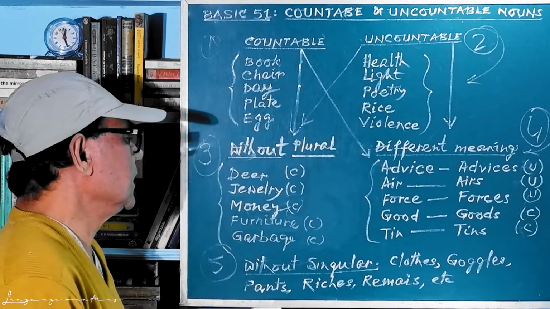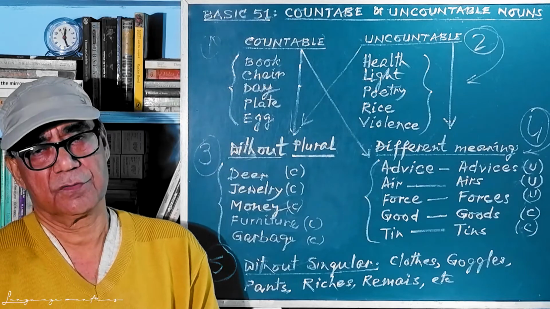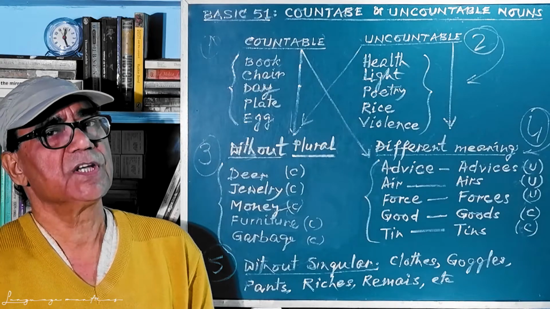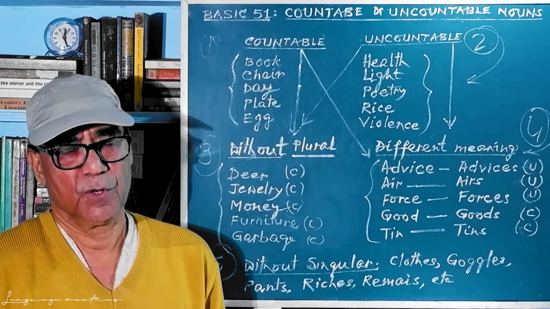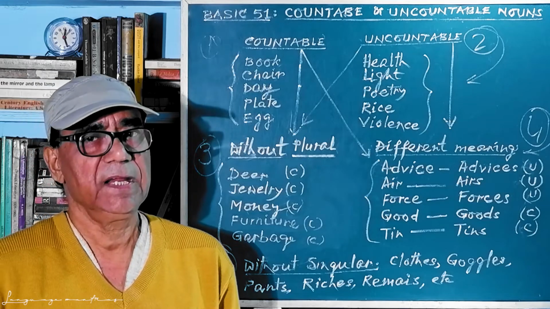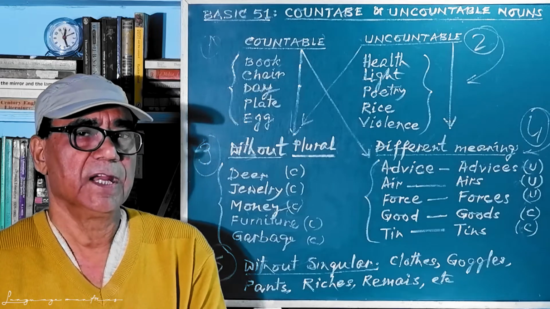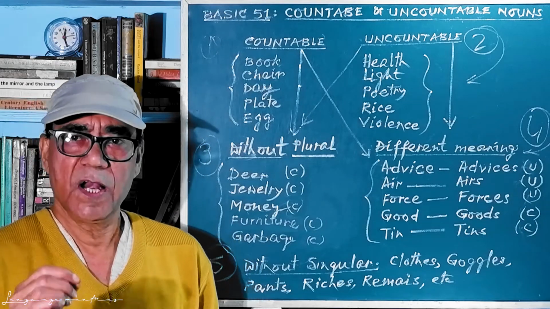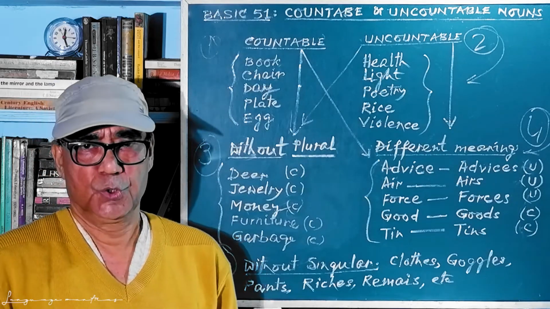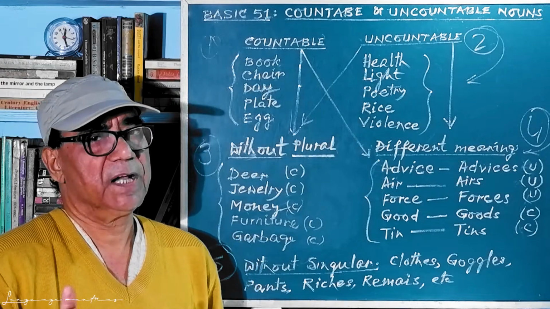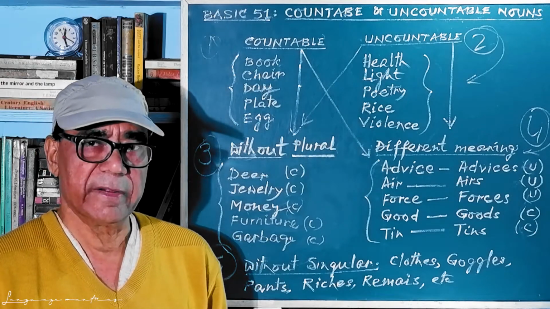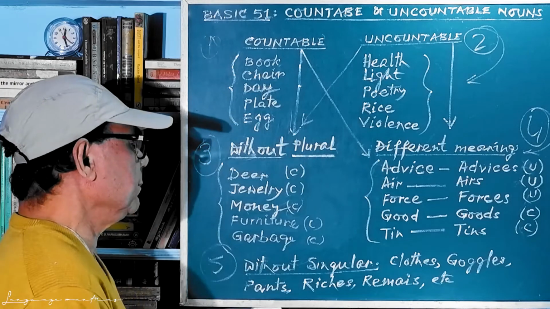So jewelry does not have a plural form. That is, jewelries is not possible. So jewelry, this word does not have a plural form. It is always jewelry. One piece of jewelry. Two pieces of jewelry, but never two pieces of jewelries. Not possible.